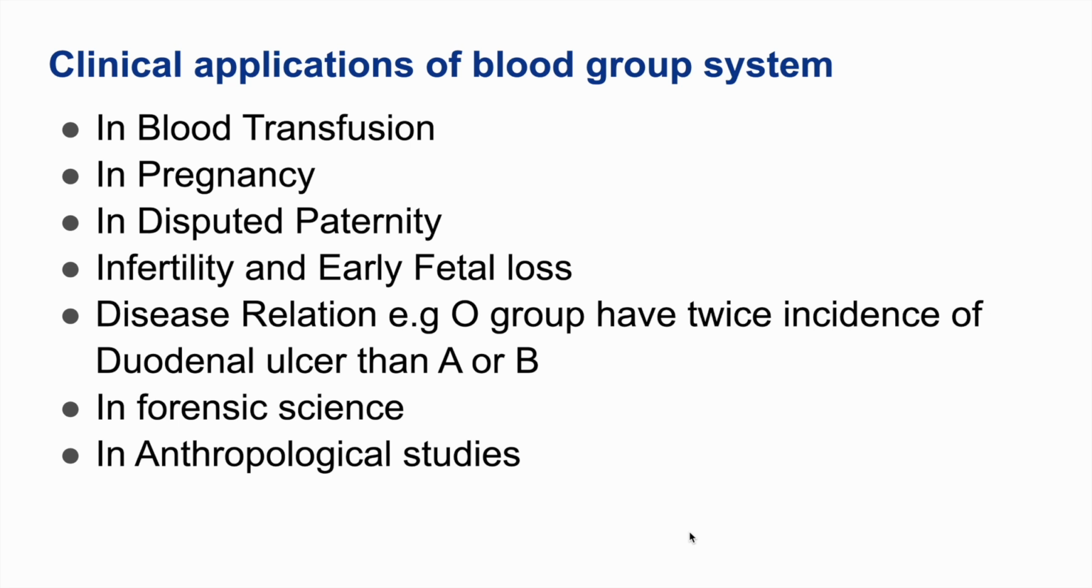Diseases in relation with the blood group, which have a particular incidence of certain diseases, for example O blood group has twice the incidence of duodenal ulcer than A or B blood group. In forensic sciences also, and anthropological studies to find the criminals, in various ways the blood groups are useful.